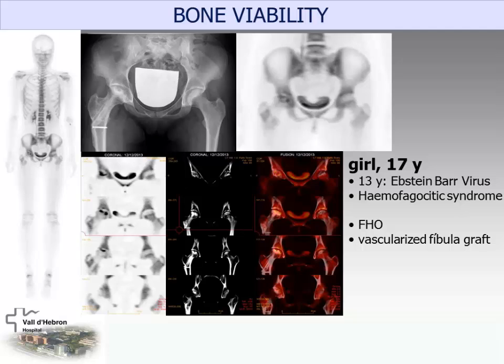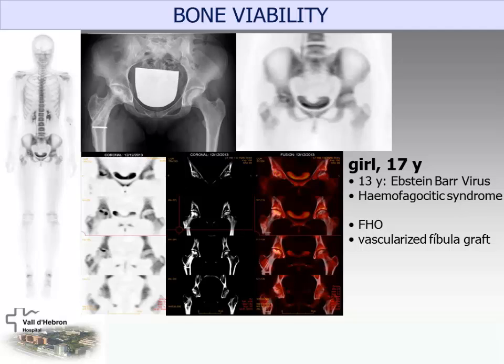This is a girl, a 70-year-old girl. When she was 13, she had an Epstein-Barr virus with an hemophagocytic syndrome. And after that, she developed a femoral head osteonecrosis. On the left, you can see the PET with fluorine, the whole body image.